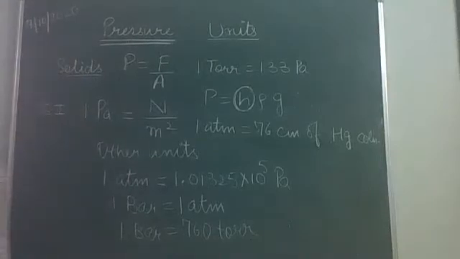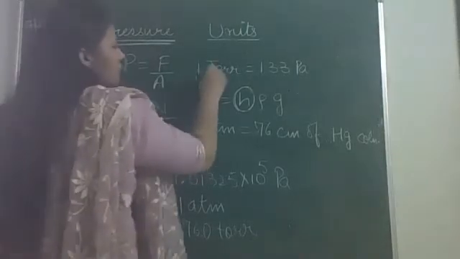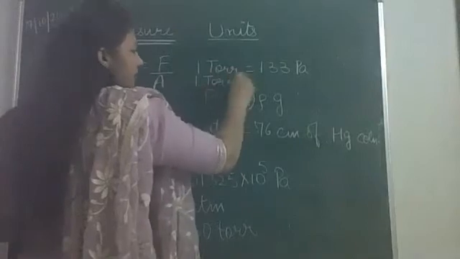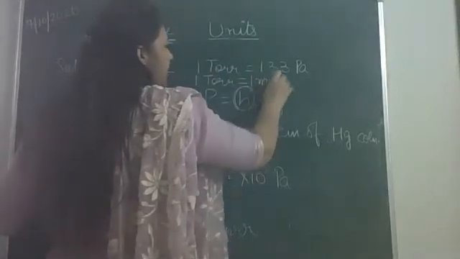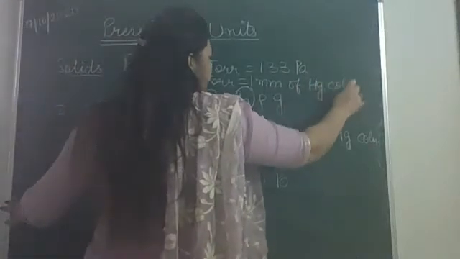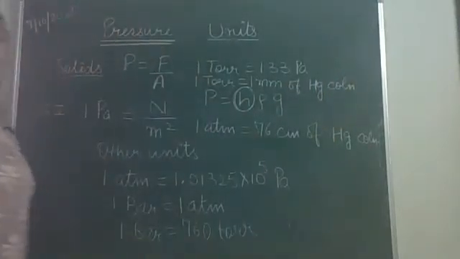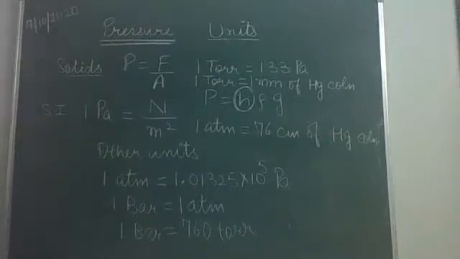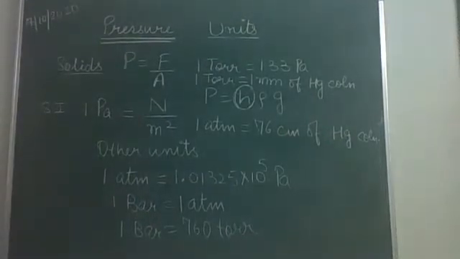Same way we can write 1 torr also in terms of length of mercury column. It is equivalent to 1 millimeter of mercury column. All right, is that clear?